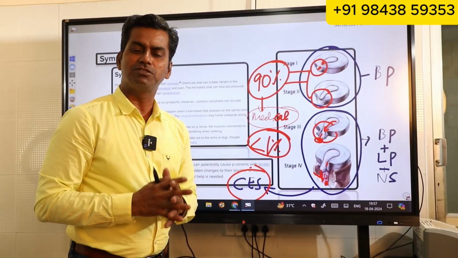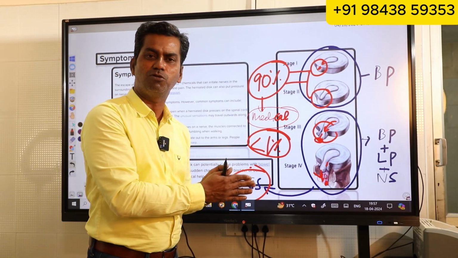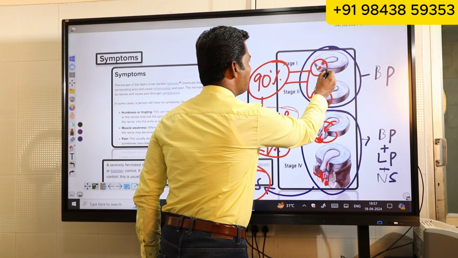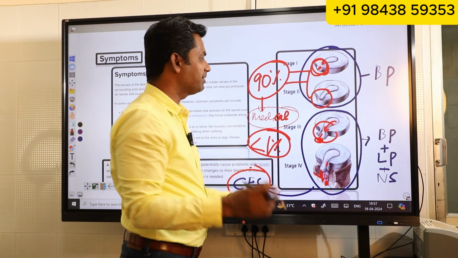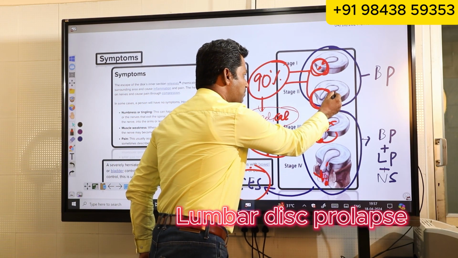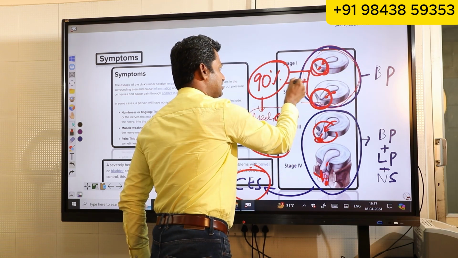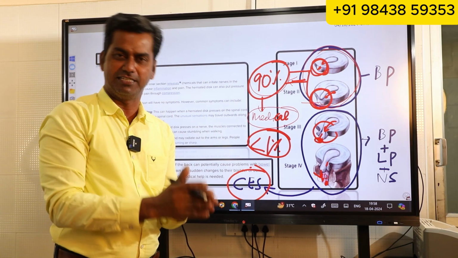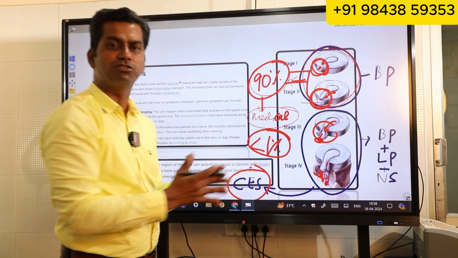Symptoms of disc prolapse are based on the stages. We already discussed stage 1, stage 2, stage 3 and stage 4. Stage 1 is just a lumbar disc bulge, which is evident on the MRI. The second stage is when the lumbar disc is torn and the nucleus pulposus gets out, which is called disc prolapse. These 2 stages are very common and account for 90% of lumbar disc diseases. The remaining 10% are stage 3 and stage 4. The symptoms, how they will present.